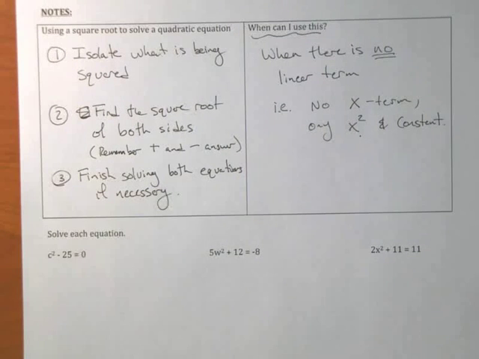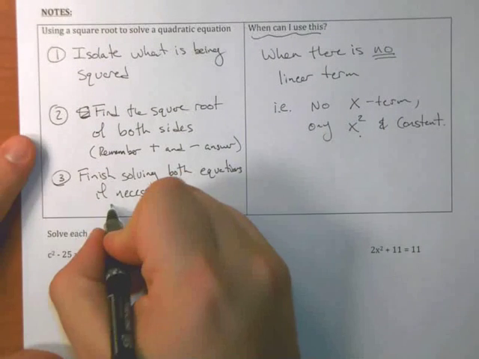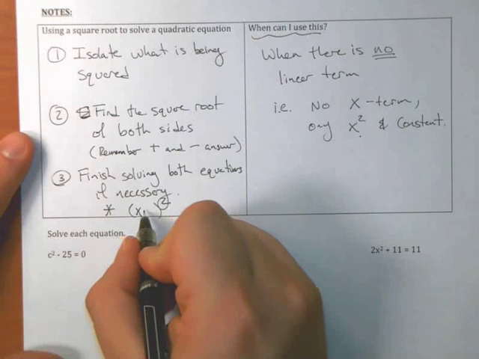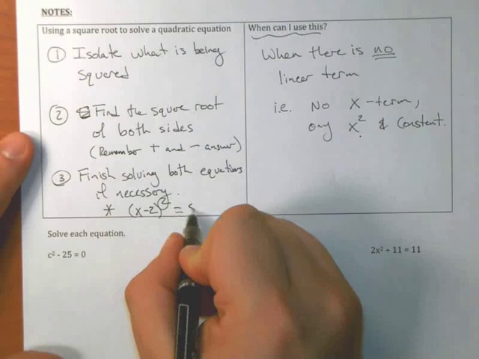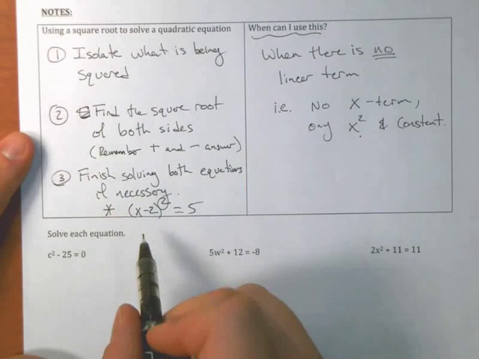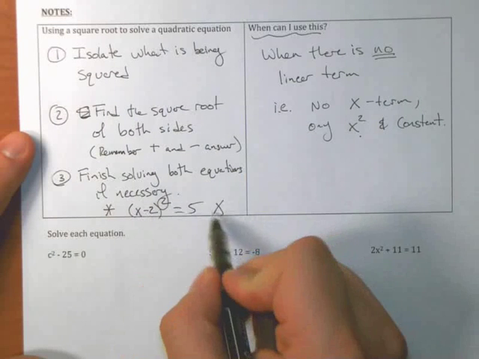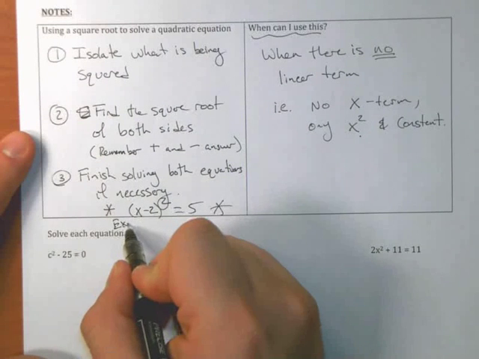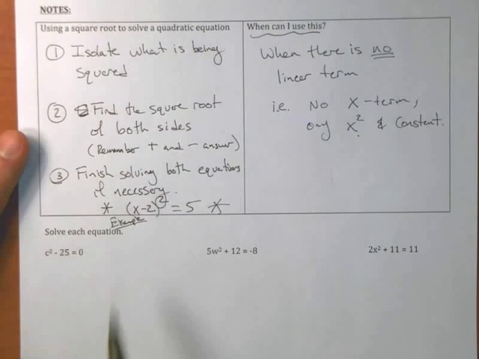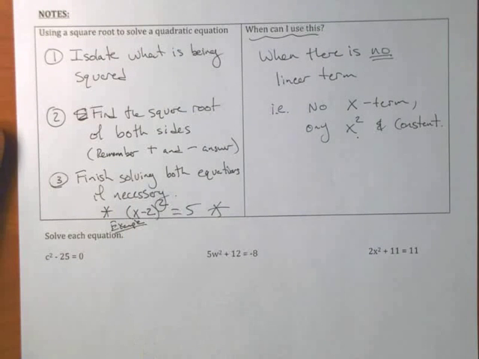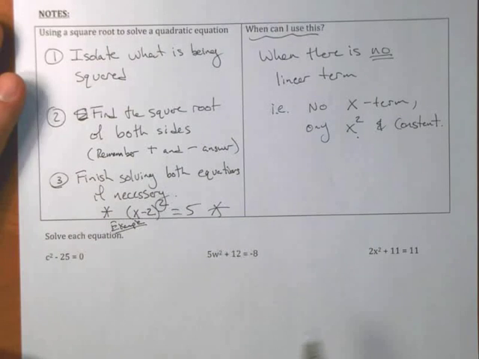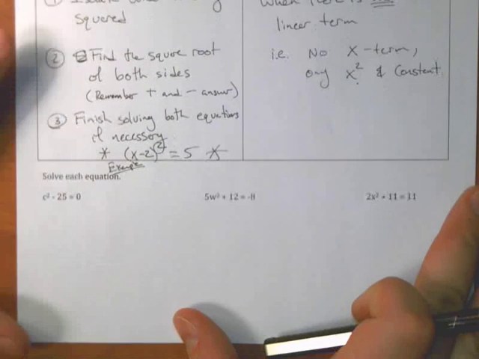And we'll see this last part will come up quite a bit, especially if you have a group of parentheses being squared, like x minus 2 squared equals 5. This will have two equations that we'll have to solve, and we'll see how to do that later on. But this will generally happen if you have a set of parentheses being squared. Anyways, let's look at some examples.